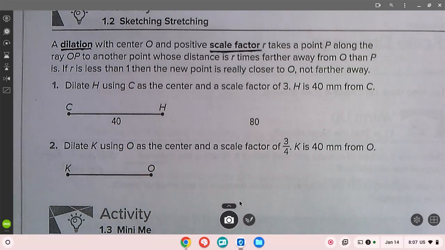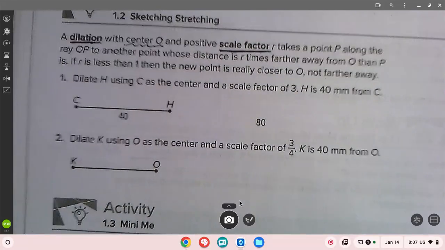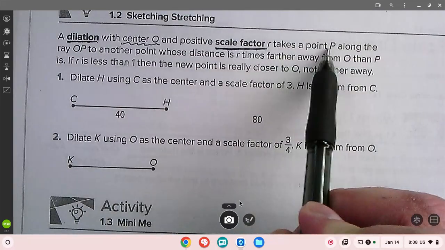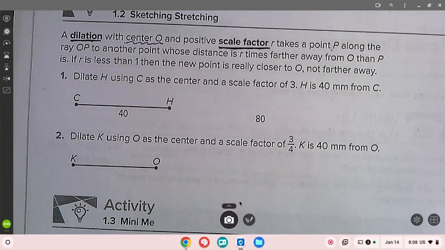The second part, if R is less than 1, then the new point is going to be closer to O, not further away. So let's look at this again. We have a center. Dilations are always going to be centered around a point, starting from that point. So please underline the word centered, center O for me. Remember it says here it takes a point P along the ray OP to another point R times the distance away. Let's do an example because these words are a bit confusing, right?